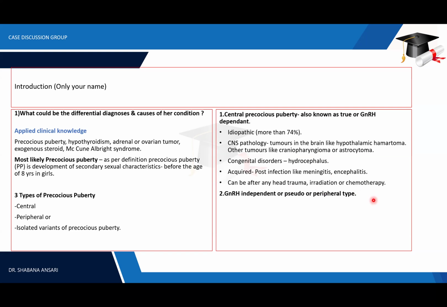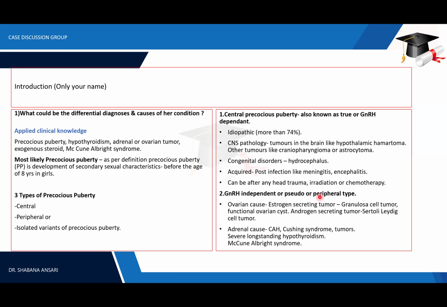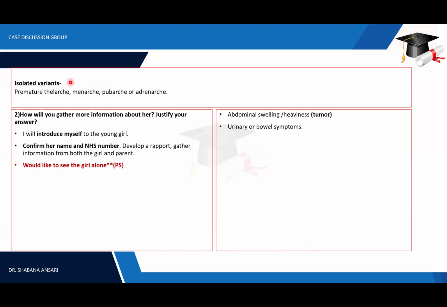So Khushbu enumerated, you told all these causes. And the peripheral type, that is the GnRH independent type, can be because of ovarian causes, adrenal causes. They can be estrogen secreting tumor like granulosa cell tumor, functional ovarian cyst, androgen secreting tumor like Sertoli-Leydig cell tumor, adrenal causes, congenital adrenal hyperplasia, Cushing syndrome, or even adrenal tumors. They can be long-standing hypothyroidism, McCune-Albright syndrome as well. And isolated variants, just to remember the name, and then we will discuss the management in the end. So premature thelarche, menarche, pubarche, or adrenarche.